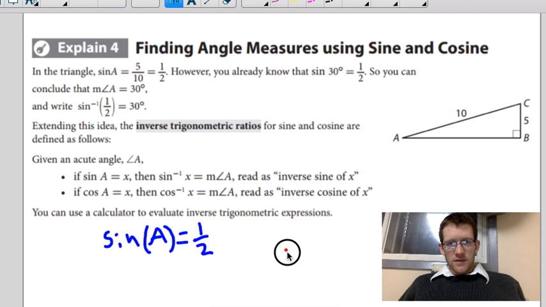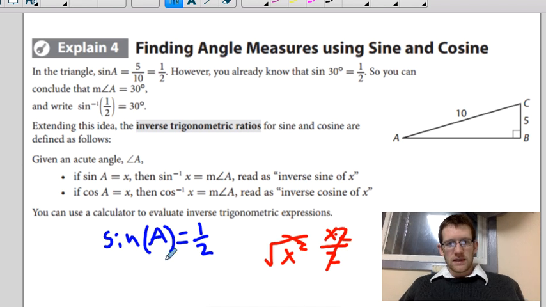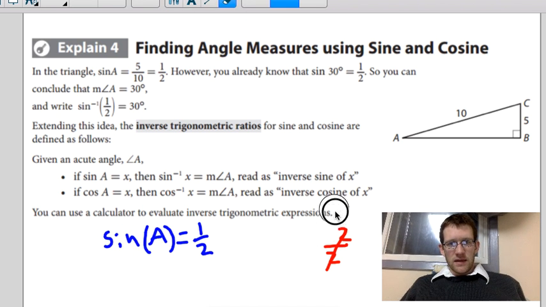Remember before how I asked you, what is x squared and then square rooted? These guys cancel out. What is x times 2 over 2? Those guys cancel out. They're opposite functions. We have the opposite function of the sine. In this case, the opposite function of the sine is called the inverse sine. And we usually write it just like this with a little -1.